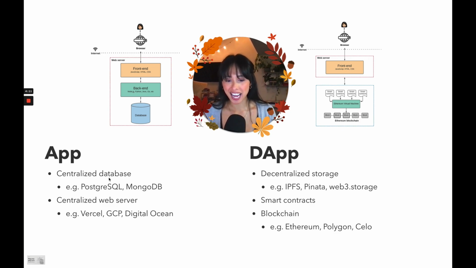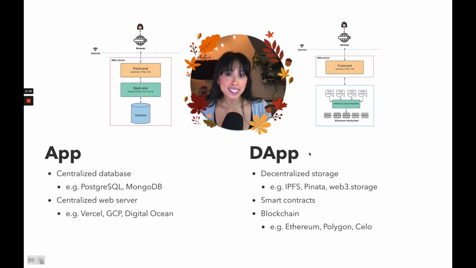So what is an app? We all know what it is. It has a front end for the UI. It has a back end for the business logic. And then it has a centralized database to store the data. Once we're done developing the app, we deploy it onto a centralized server. Some examples of that are Vercel, GCP, and DigitalOcean.